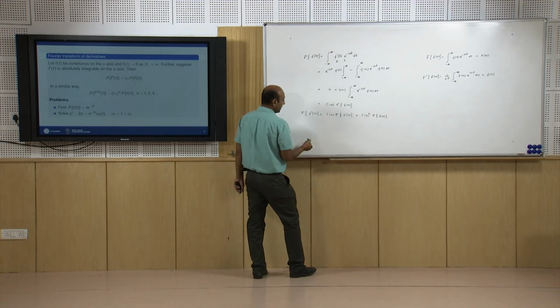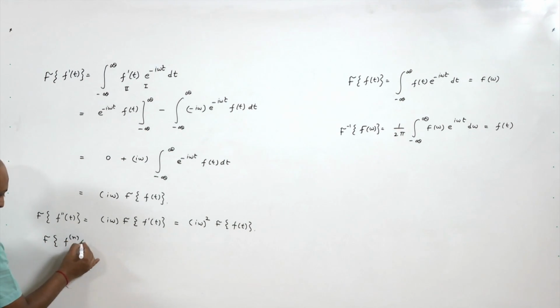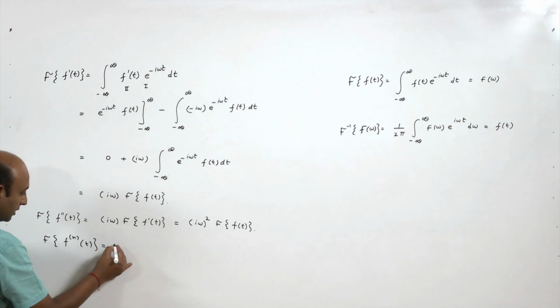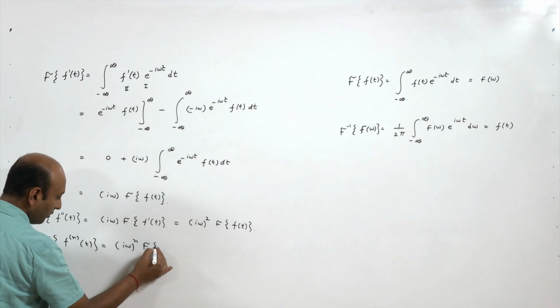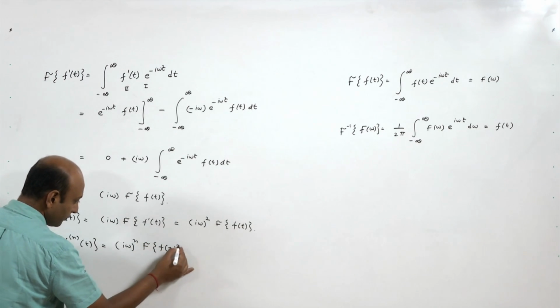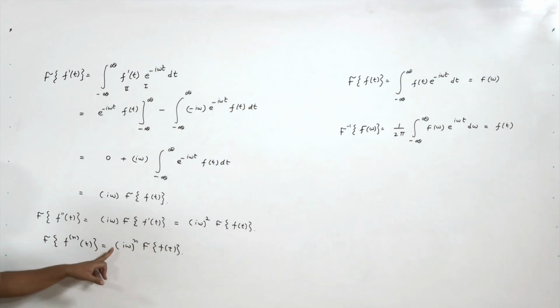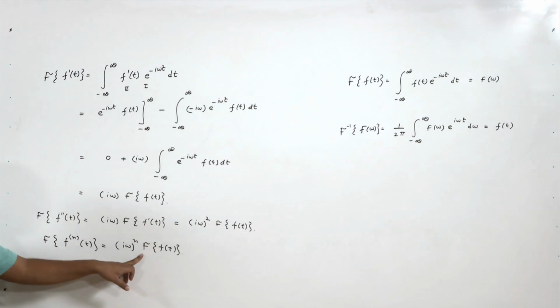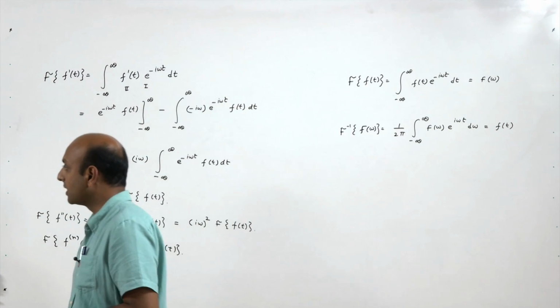In a similar way, if we proceed for the nth derivative with the same expression, we get that the Fourier transform of the nth derivative of f(t) will be nothing but (iω) to the power n times the Fourier transform of f(t). So, this is how we can obtain the Fourier transform of derivatives.